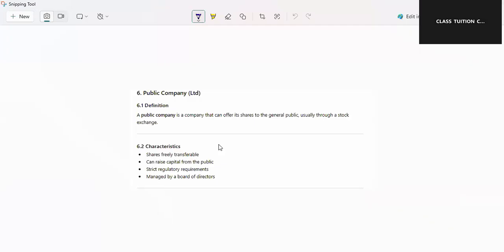So the public limited company, PLC, is a company that can offer its shares to the general public, usually through the stock exchange. So shares are freely transferable. You can raise capital from the public. There are strict regulatory requirements, and it's managed by the board of directors. So what are the advantages and disadvantages? Advantages are that there's access to a large pool of capital. You have expansion opportunities. There's prestige and reputation in such companies. And you have what? Liquidity of shares. You can buy and sell on the public market easily.